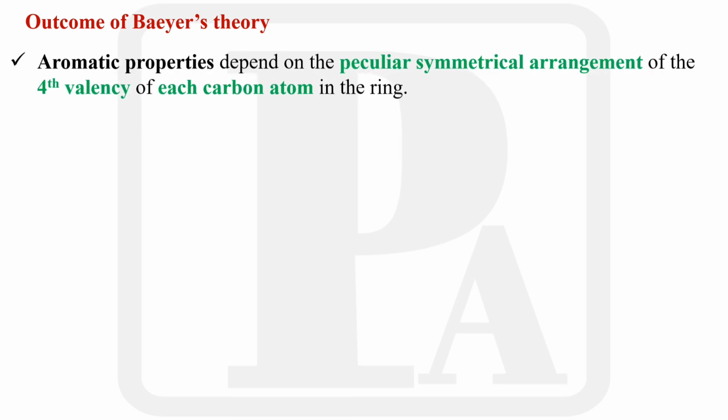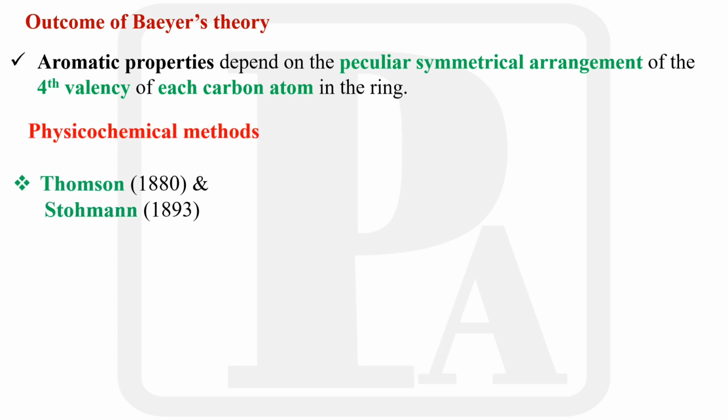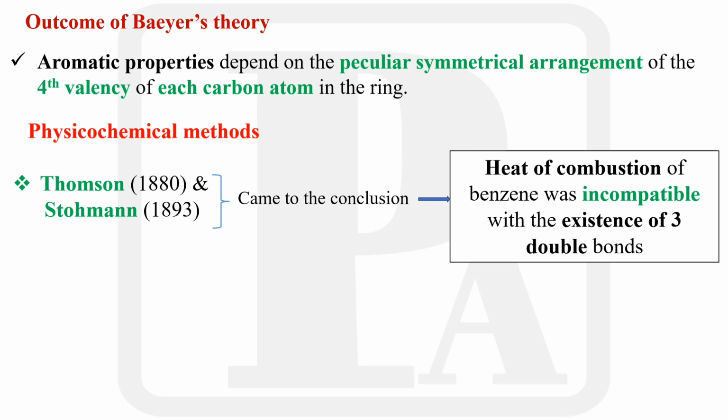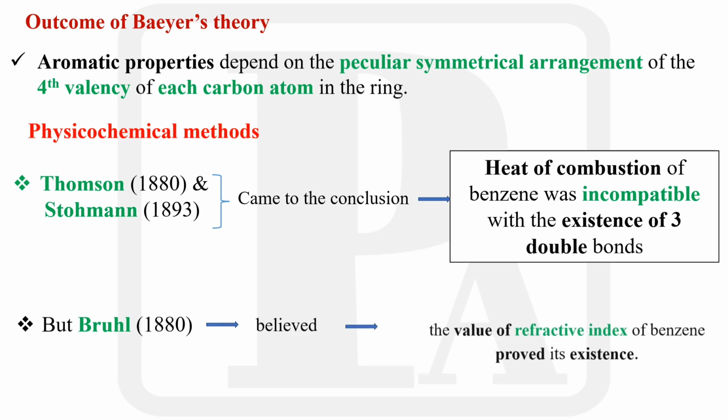Now we'll see the objections to Bayer's theory. The aromatic properties are depending on the symmetrical arrangement of the fourth valency of each carbon atom present in the ring. Two more scientists are there, Thomsen and Stohmann. They came to the conclusion that the heat of combustion of benzene was incompatible with the existence of 3 double bonds. In the year 1880, one more scientist called Brühl believed that the value of refractive index of benzene has proved its existence.